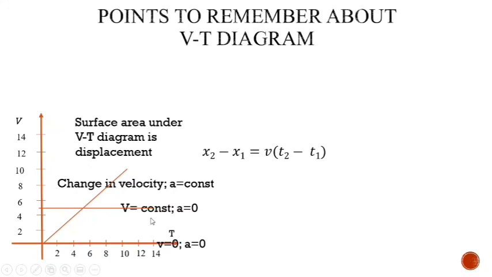Also, if you try to find out the displacement, that is nothing but the surface area under the VT diagram. So velocity is indicated by a horizontal line. If you multiply this velocity with time, you will get the surface area under this curve. That means the surface area under VT diagram is nothing but the displacement. If you remember these particular things, you will be able to solve the problems on VT diagram.